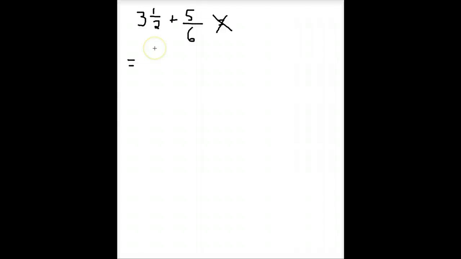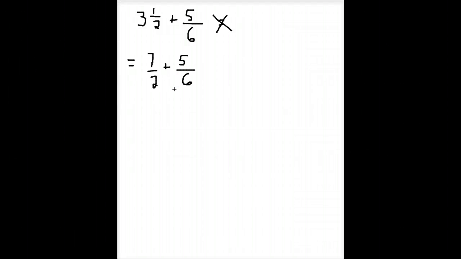Okay, so we can go ahead and start that next step. We want to essentially change that first mixed fraction 3 and 1/2 to an improper fraction. It's going to make life easier for us. So 3 times 2 is 6, plus 1 is 7/2 plus 5/6.